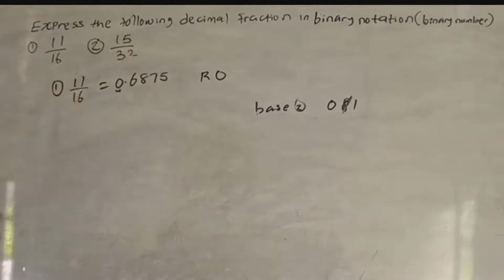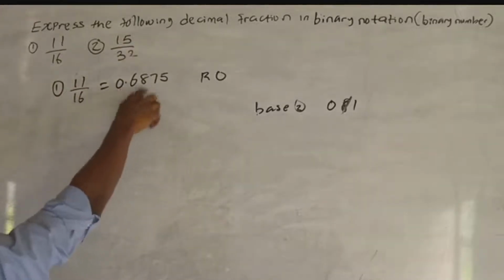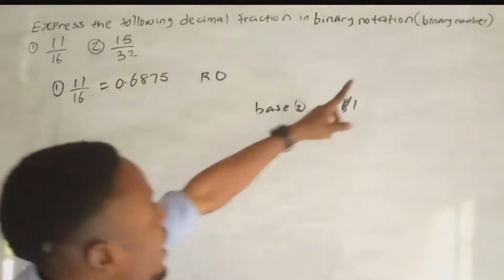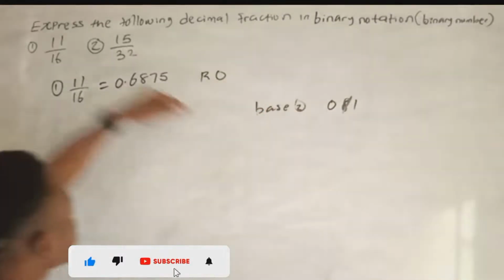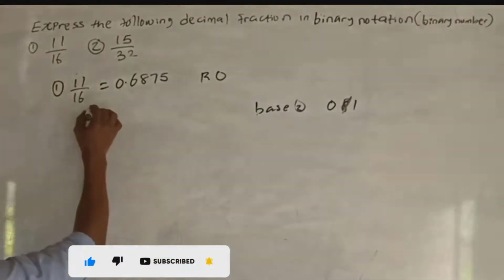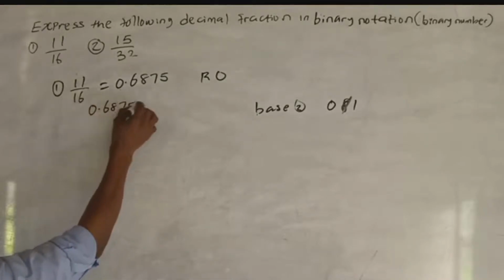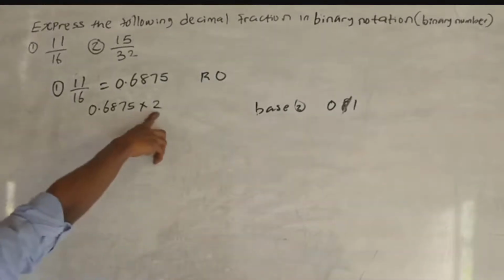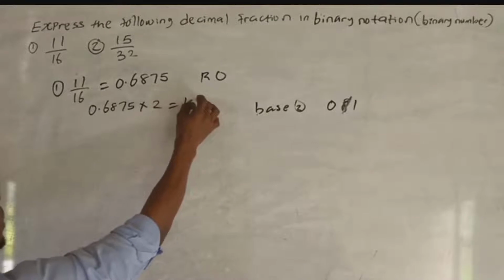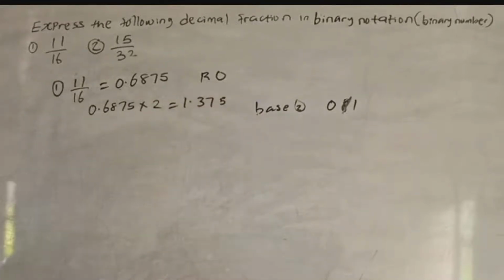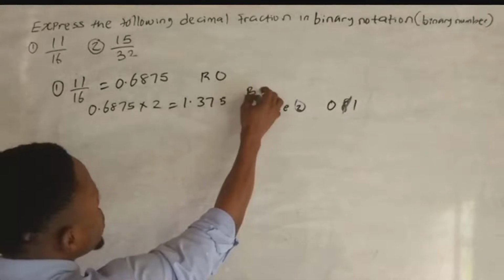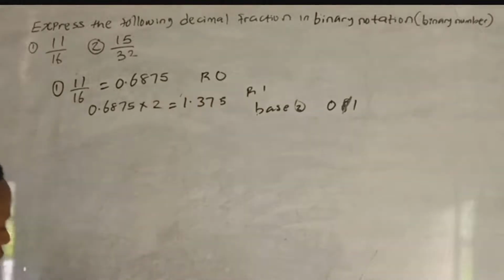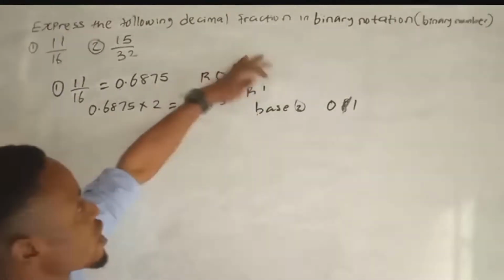Now let's find the remaining remainders. Since we have 0.6875, we multiply it by the base, which is 2. So 0.6875 multiplied by 2, when you press it in your calculator, gives 1.375. We take the whole number part 1 as our remainder for this place. This is the first remainder.